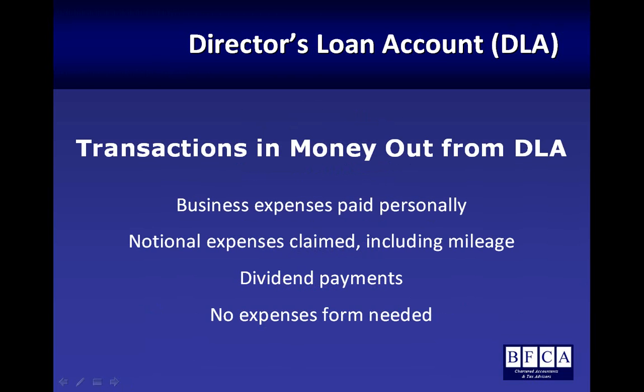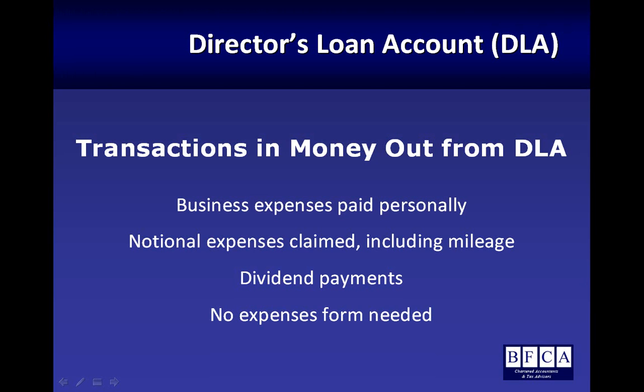The following transactions are recorded in the Money Out tab as paid from the Director's Loan account. Business expenses paid by the director personally, for example postage or hotels. Notional expenses claimed by the director from the company, for example mileage or use of home as office. And dividend payments. Entering these transactions in Money Out properly accounts for the cost to the business and also accounts for the fact that the director is personally owed the amount of the transaction, as it is paid, in inverted commas, by the relevant Director's Loan account.